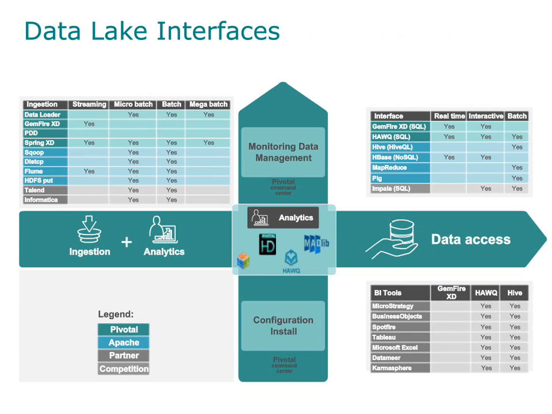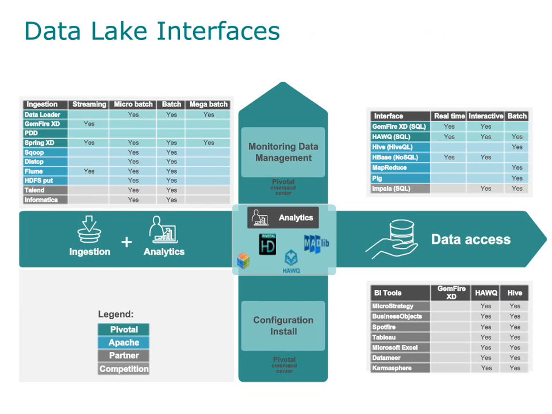In the upper left, we can see a little table with different types of ingestion. We called out streaming, microbatch, batch, and megabatch. As we go down that table, we can see there are different products. Some of those are Pivotal products, some of those, like Sqoop, Flume, et cetera, are open source, and some of those are with our partners, some of the ETL partners. So this table shows you that you can match up your specific requirements with a product on the left there.